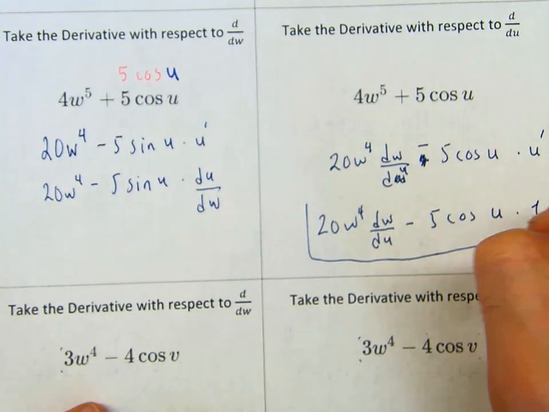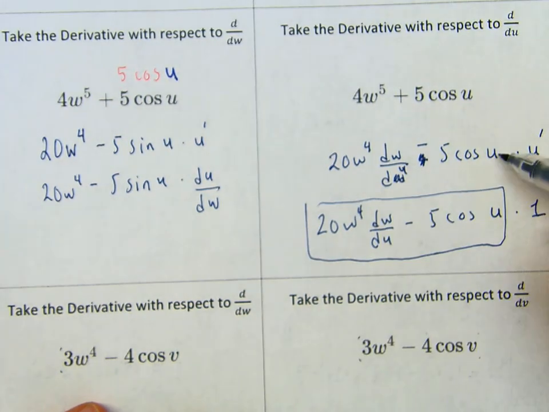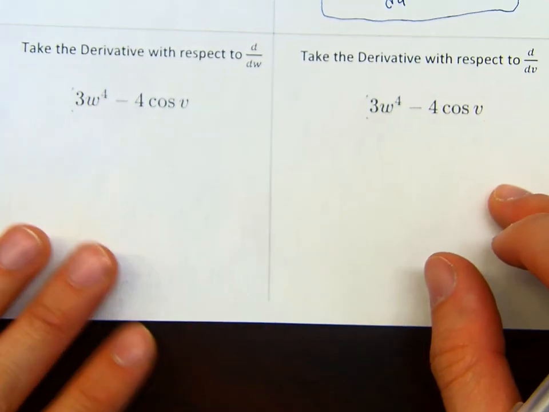But then this is just really it, okay? Because this u and this du match, right? Okay, try this one on your own. It's not too bad.